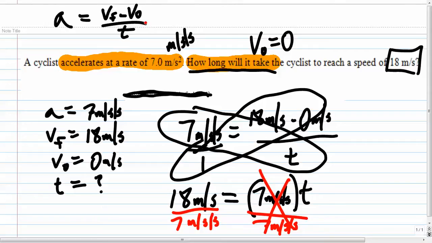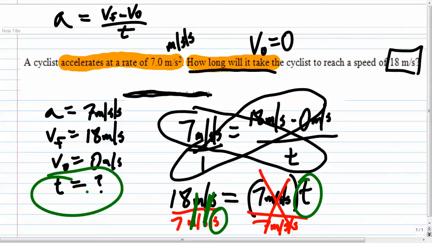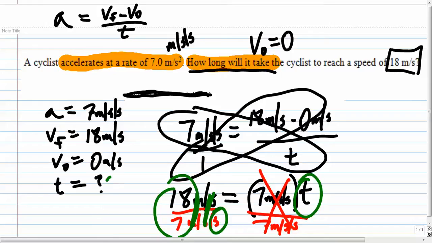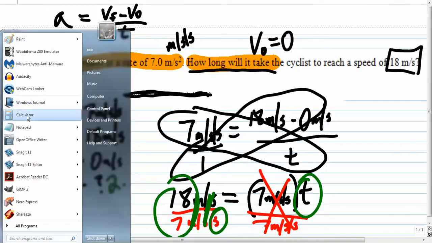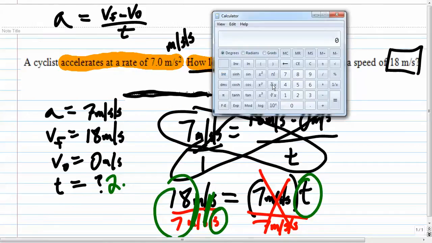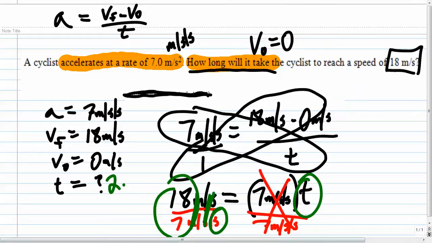And what are we going to be left with? Our units are going to be seconds, and that fits well because we're looking for a time, right? Time is what we want, so it should be in seconds. So all we have to do then is go 18 divided by 7, and that's going to be 2 point something. I'm going to call that 2.57, so that's 2.57 seconds.